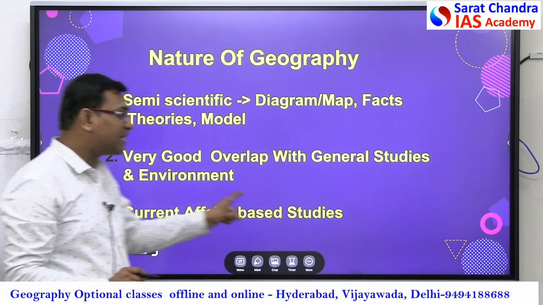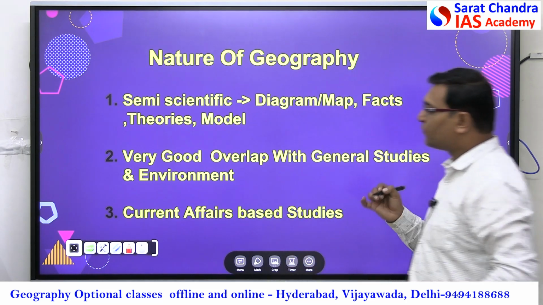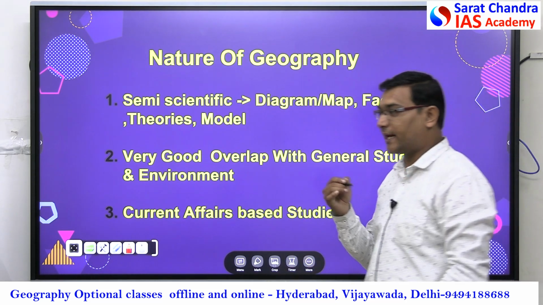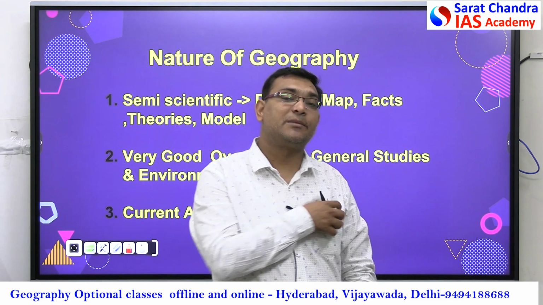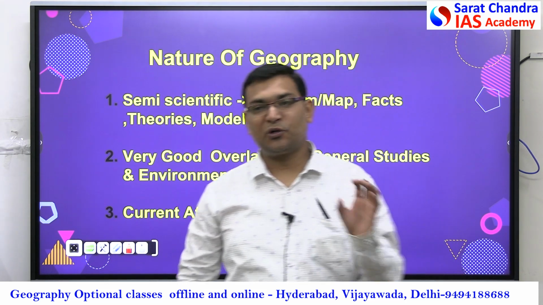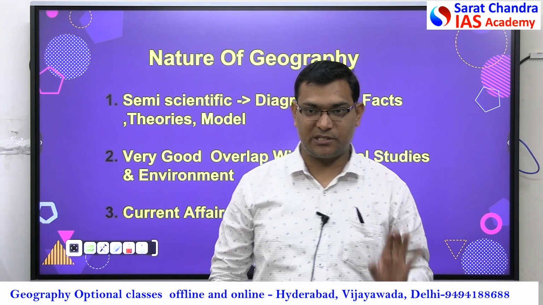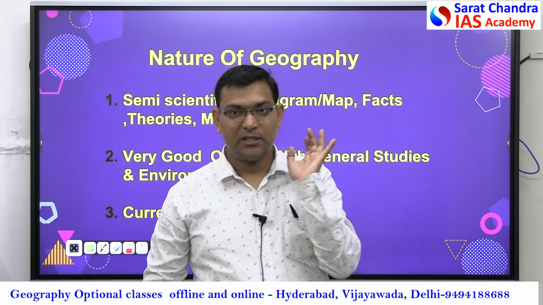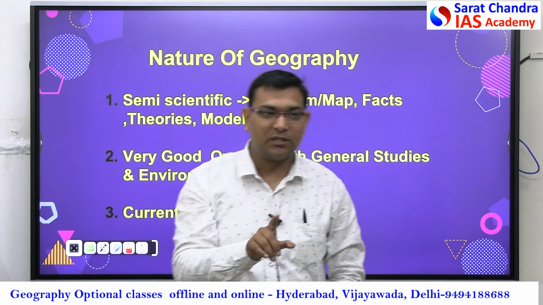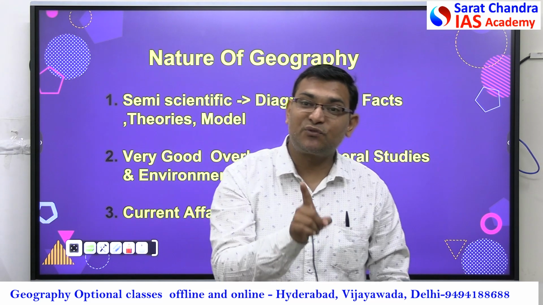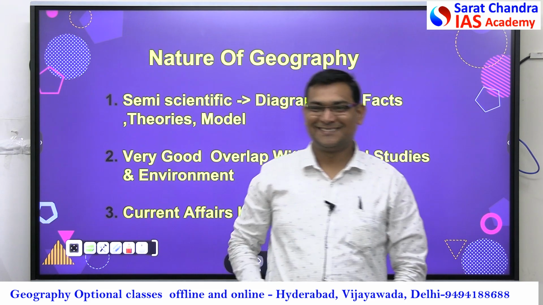Number 3, current affairs based studies. For example, I'll give you one. There was one question asked in the year 2019 in the geography optional. The question was simply the dispute between Karnataka and Tamil Nadu, the Kaveri dispute. Then the majority of them wrote the political angle which was involved at that time.